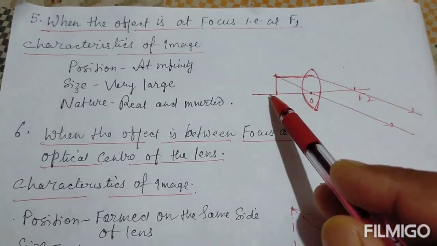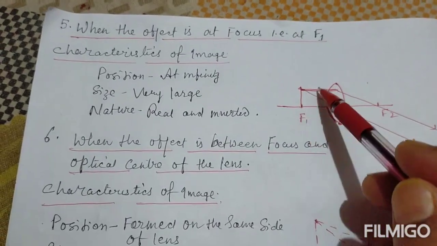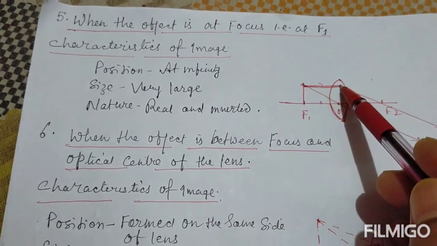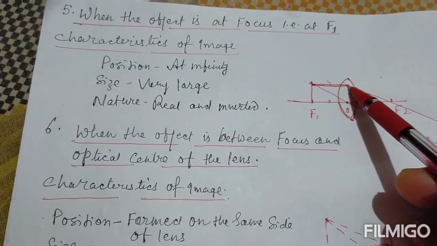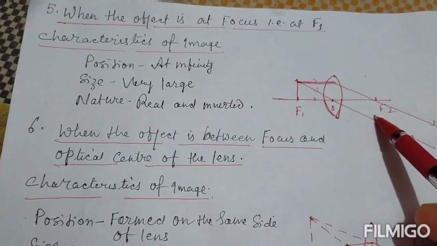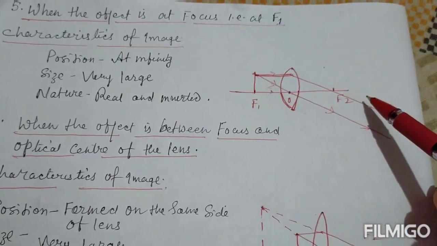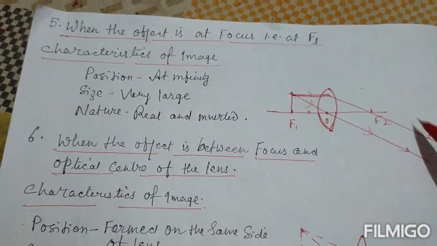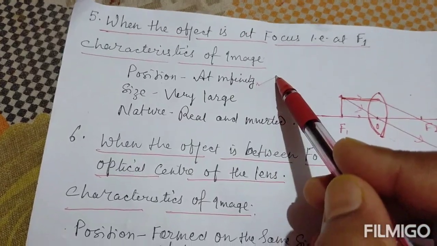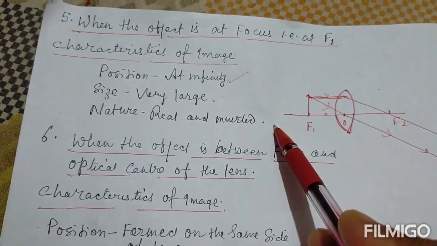This is the lens, this is the principal axis, and this is focus, principal focus 1. This is the object. Rays coming parallel to the principal axis are refracted through the lens and pass through the focus. And rays coming through the optical center of the lens pass undeviatedly. So from the figure it is clear that both rays are parallel to each other. So what will be the characteristic? Position at infinity, the image will be formed at infinity, size very large, and nature real and inverted.